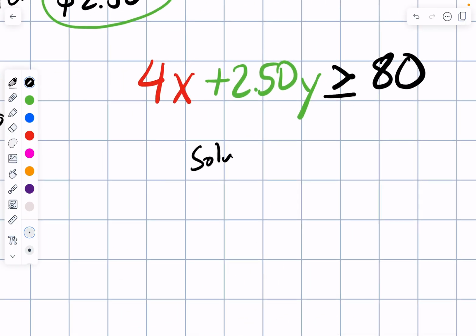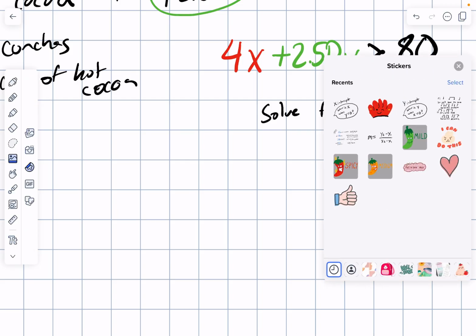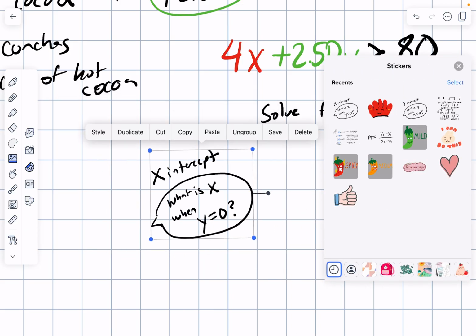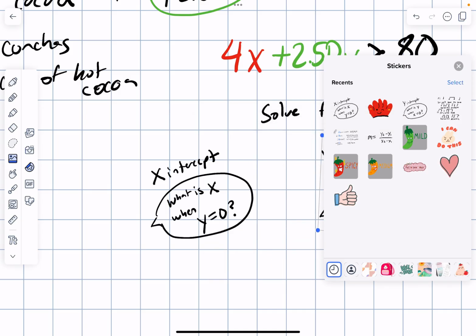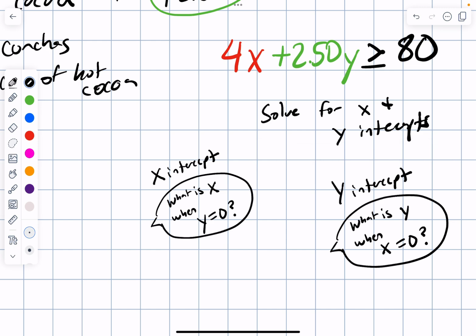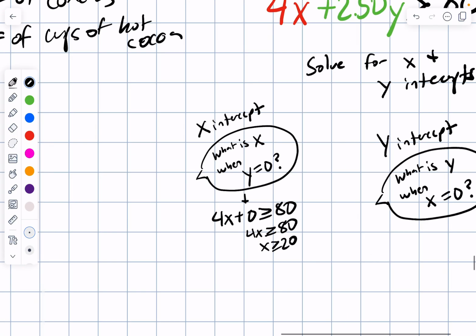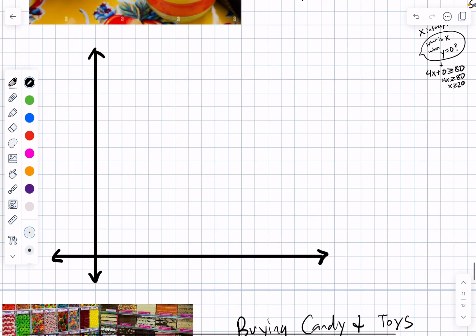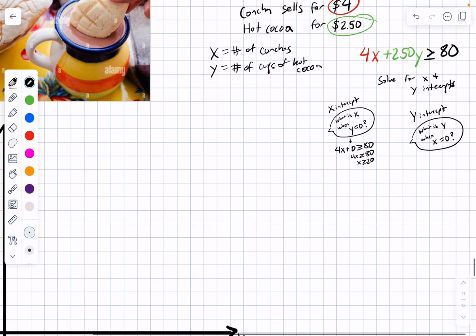We're going to solve for x and y intercepts. Let me remind you. The x-intercept: what is x when y is 0? Y-intercept: what is y when x is 0? So if I have y equals 0, then I'm going to have 4x plus 0 is greater than or equal to 80. 4x is greater than or equal to 80. x is going to be greater than or equal to 20. So whenever I get there, my x is going to be at least 20.